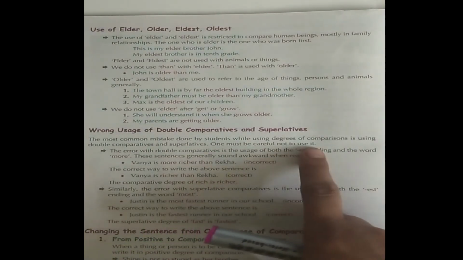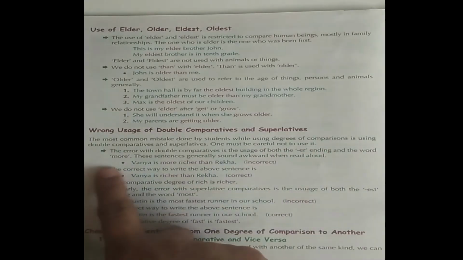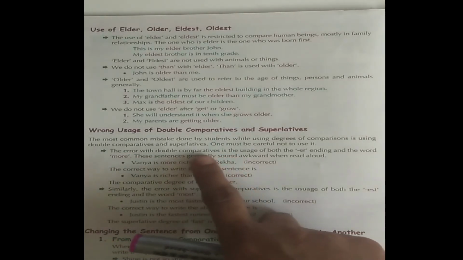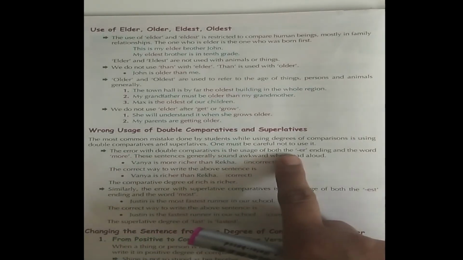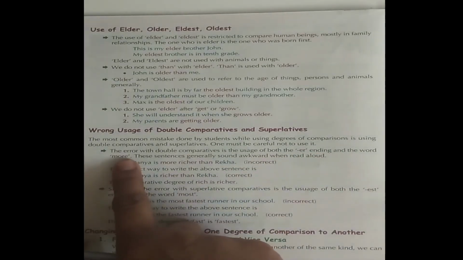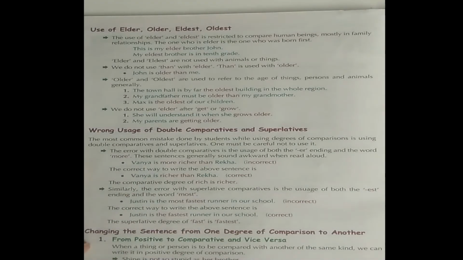One must be careful not to use it. How are we committing these kinds of mistakes? Let's see. The error with double comparatives is the usage of both the er ending and the word more.